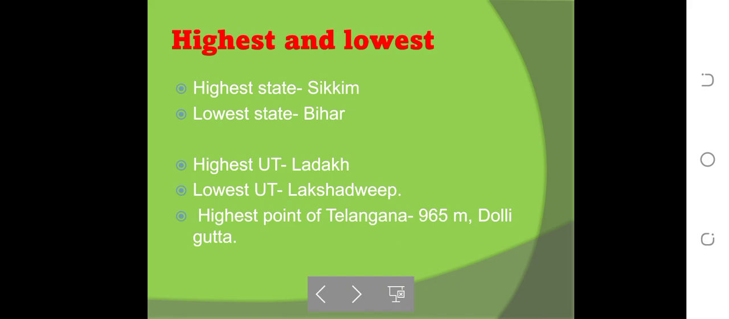Then what is the height of Telangana? The highest point of Telangana is 965 meter, and that highest point is known as Doriguta. This is all about the height map.